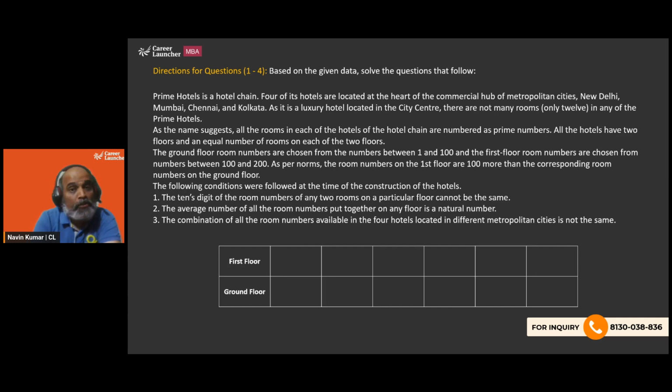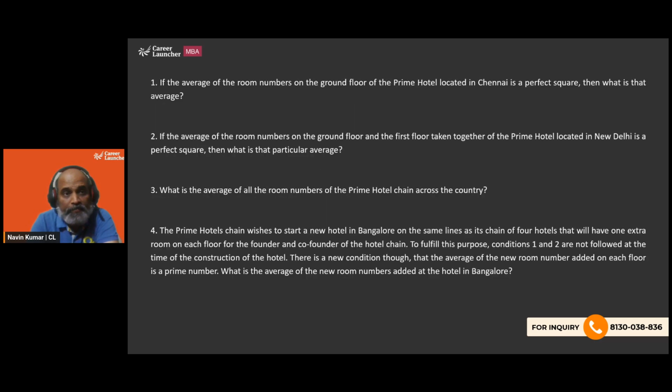Let's look at the questions before we proceed in order to understand to what extent we have to figure out everything. So the first question is, if the average of the room numbers on the ground floor of the prime hotel located in Chennai is a perfect square, then what is the average? If the average of the room numbers on the ground floor and the first floor taken together of the prime hotel located in New Delhi is a perfect square, then what is that particular average?